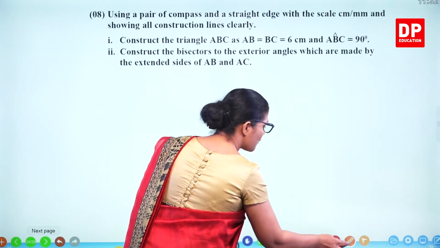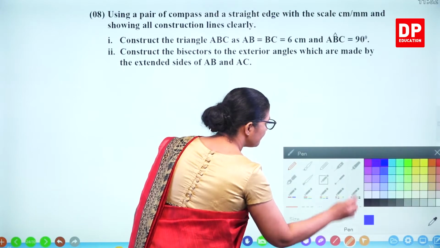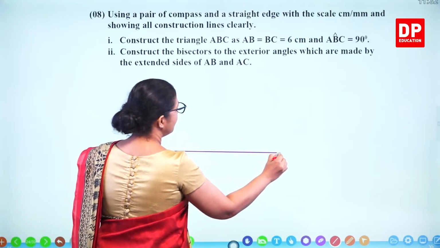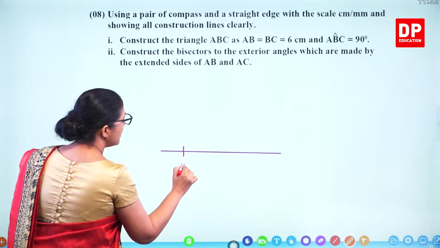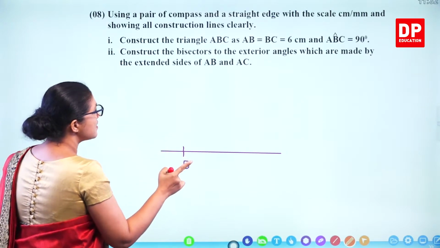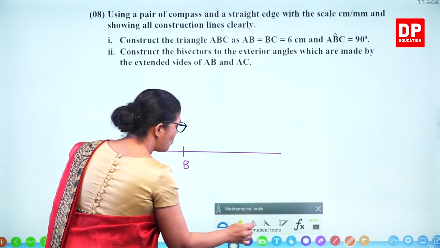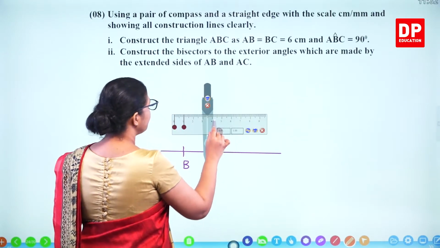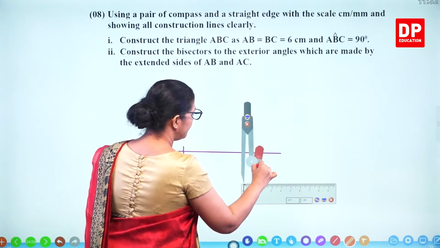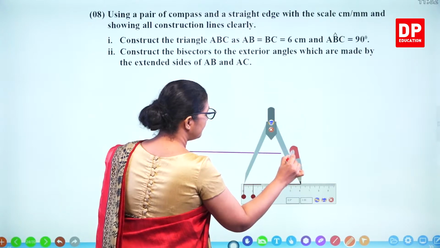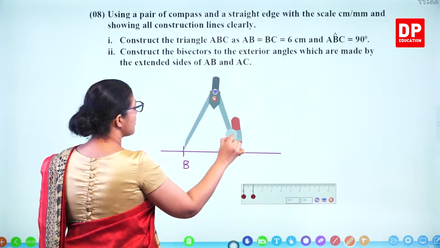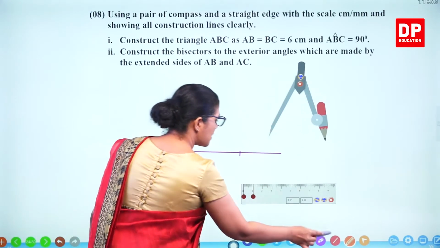So we'll try to construct. First take the ruler. You need to draw a line first. We'll take a point here. We'll take B and C. BC is 6 centimeters. So take the ruler and the compass. We need to measure 6 centimeter length. So keep on top of B and mark this point. So this is 6 centimeters.